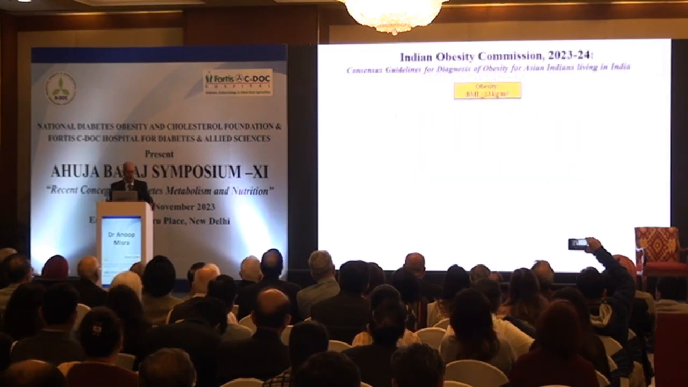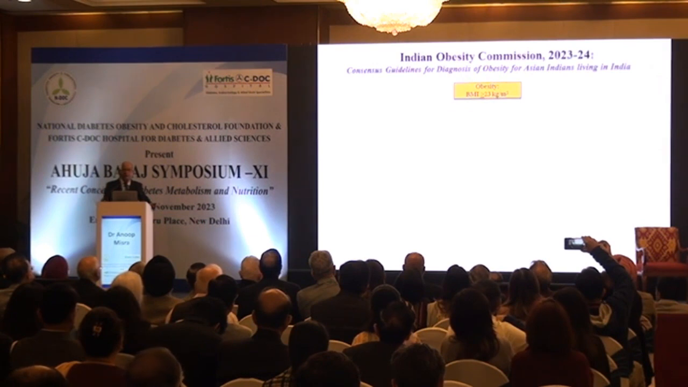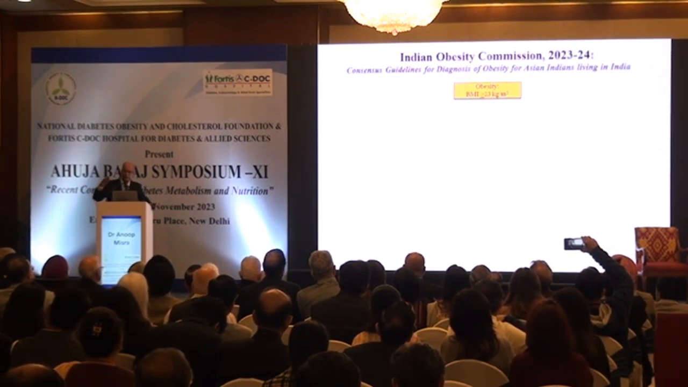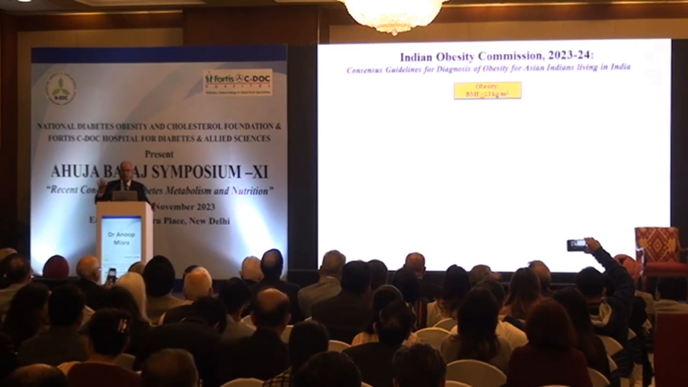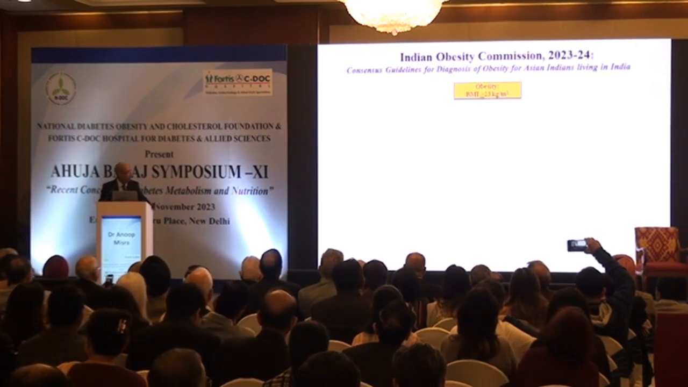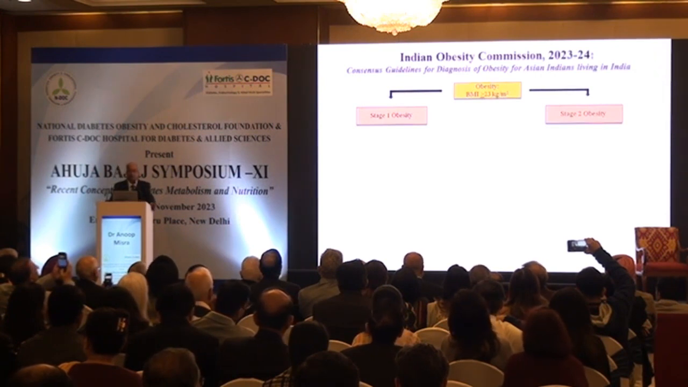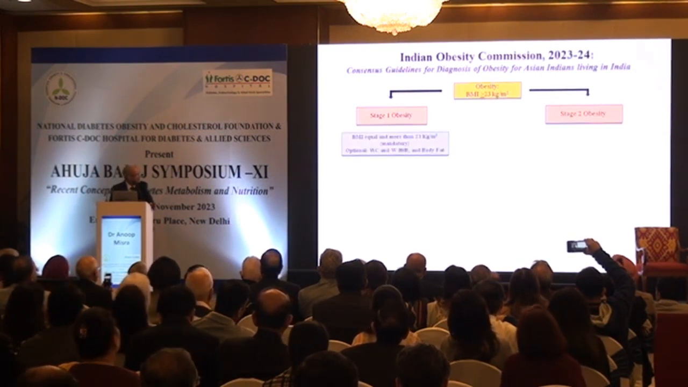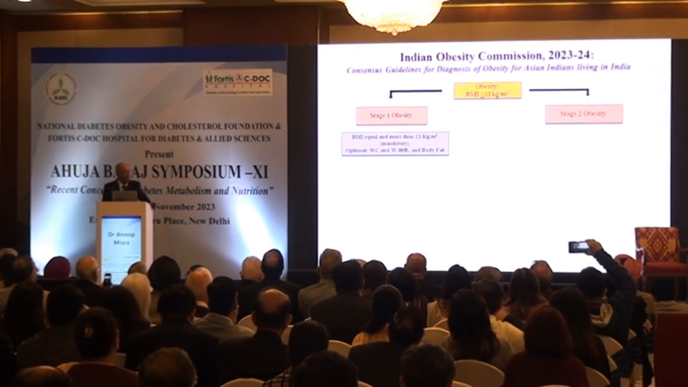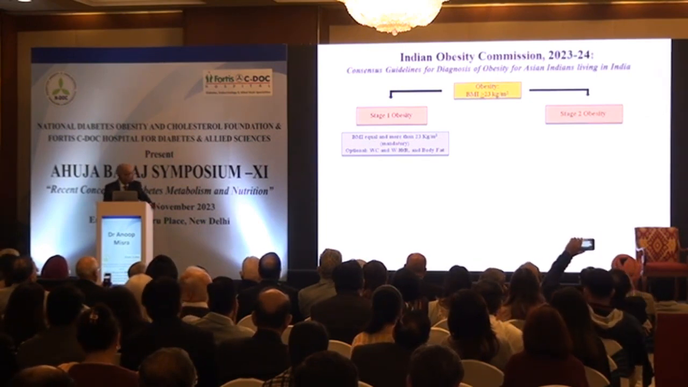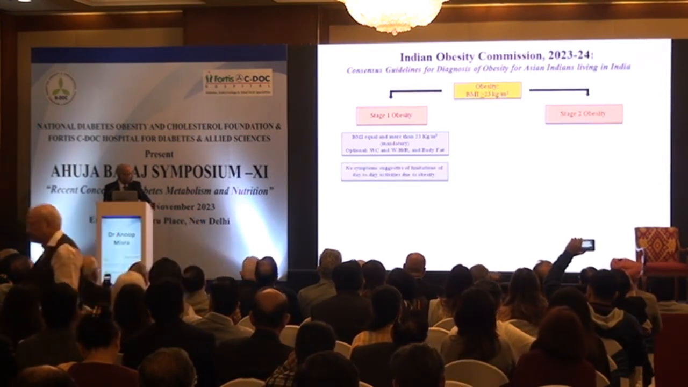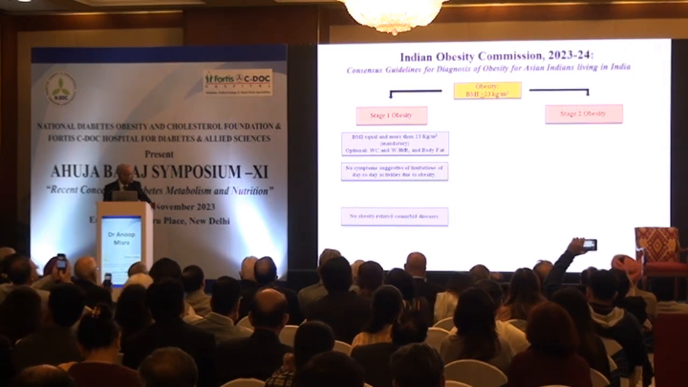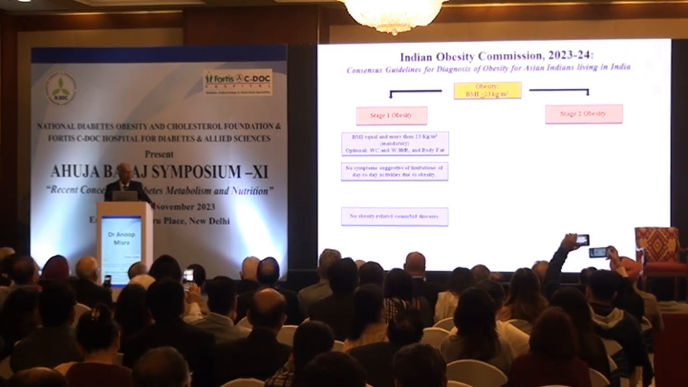So this is my slide, last slide. Obesity is now defined as a BMI more than 23 kg per meter square. There is no overweight, no further. There may be gradation of BMI, which is fine, but obesity is not defined by that. Stage 1 obesity and stage 2 obesity. Stage 1 obesity: BMI equal or more than 23, mandatory. Optional: waist circumference, waist height ratio or body fat. No symptoms suggestive of limitations of day-to-day activity. No obesity-related comorbid diseases.